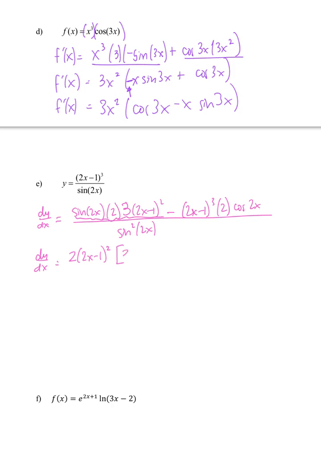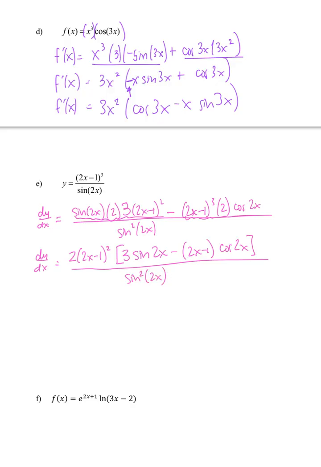So out of these 2 terms, I took a 2 and a 2x minus 1 squared. So I'm left with 3 and sine of 2x. Out of these 2 terms, if I took the 2 out and one of those 2x minus 1s, it looks like I'm left with 2x minus 1 and a cosine of 2x. And then in my denominator, I haven't done anything.